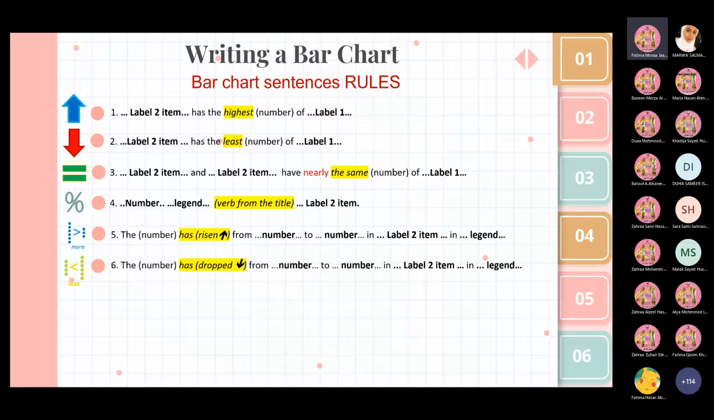The sixth sentence, look at here, we have 6 points and it's being 4 points. That means the number is going down. So we will say the number has dropped from number to number. And the first number will be bigger than the second in label 2 items in legends. Who will say the answer, the sentence, sorry.